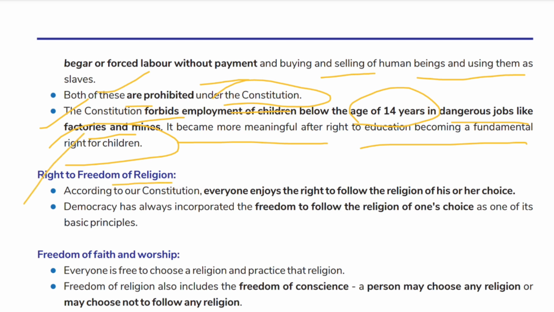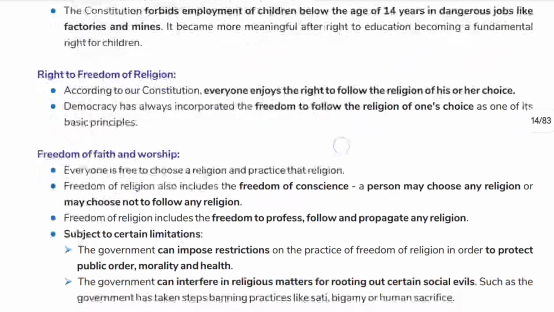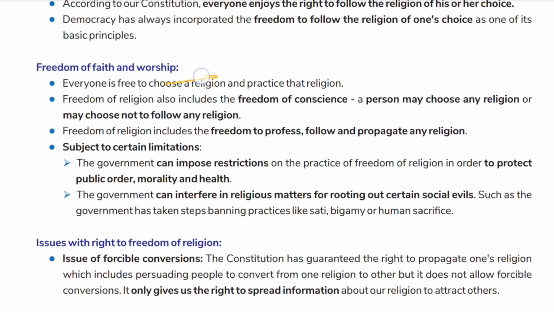The right to freedom of religion. According to our Constitution, everyone enjoys the right to follow the religion of his or her choice. Democracy has always incorporated the freedom to follow the religion of one's choice as one of its basic principles. The freedom of faith and worship: everyone is free to choose a religion and practice that religion. Freedom of religion also includes the freedom of conscience. A person may choose any religion or may choose not to follow any religion.